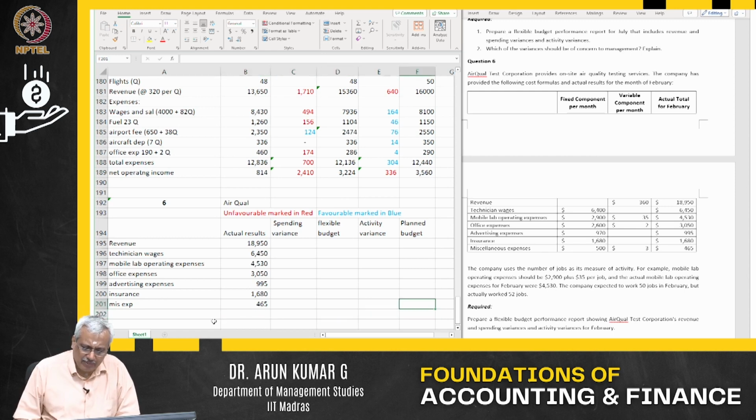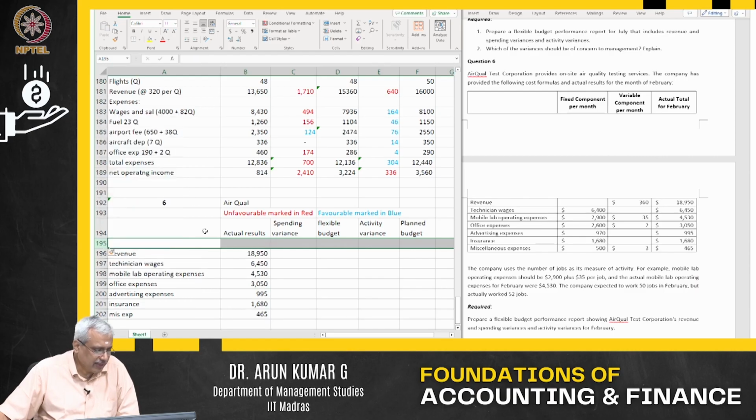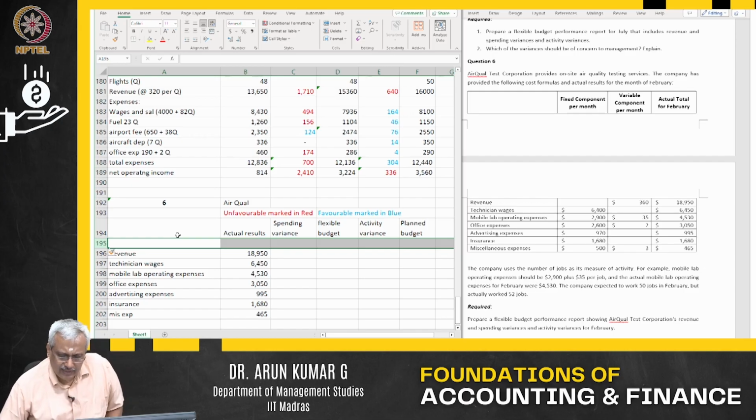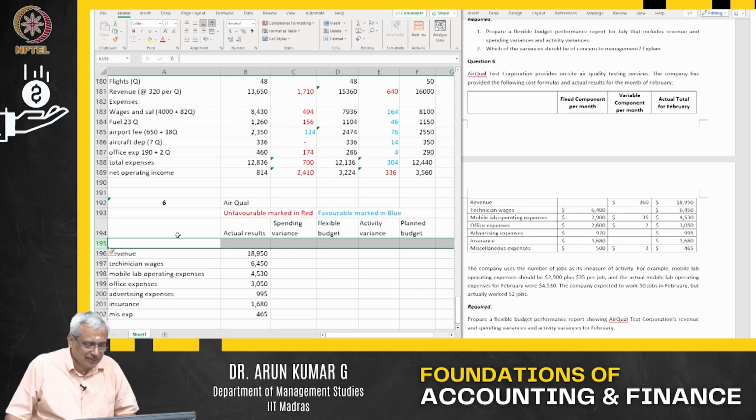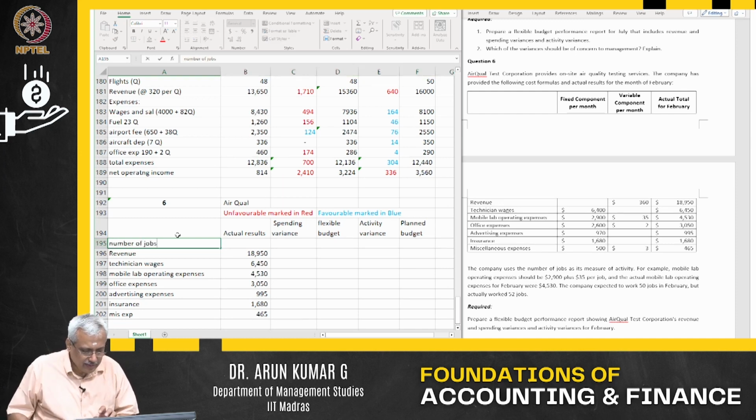Let us prepare the planned budget as of now. I'm going to add one more item here. In this particular case, what is the number of jobs that is done? The number of jobs done is 50 and 52. So we will say number of jobs: actual is 52, flexible is also 52, whereas planned is only 50.